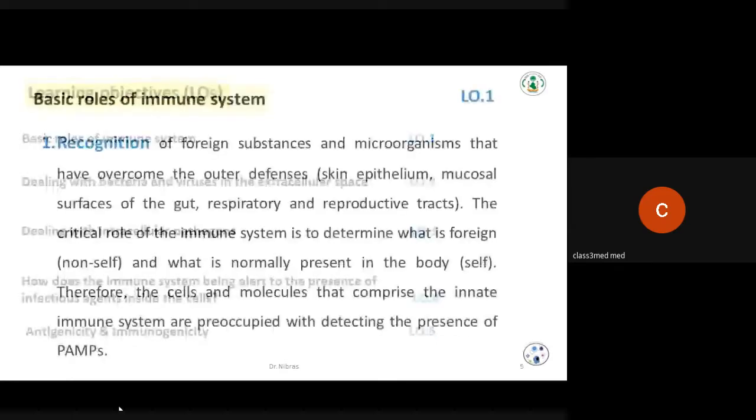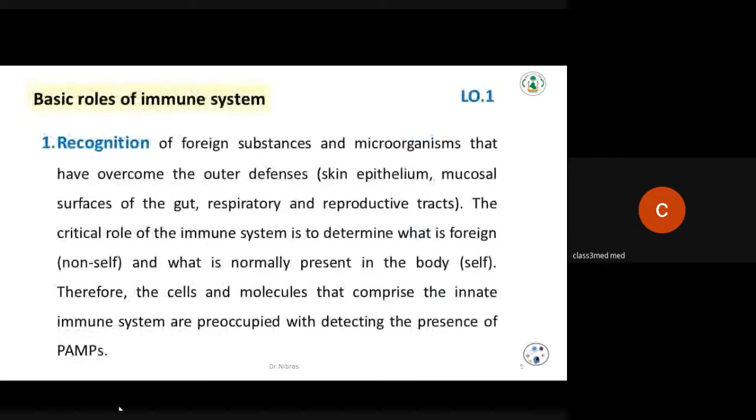Now, the basic roles of the immune system. First of all, recognition. The immune system has the ability to recognize what is foreign, non-self, from the self antigen. In that way, the critical role of the immune system is to determine what is foreign and non-foreign bodies or molecules. Therefore, the cells and molecules of the immune system that comprise the innate immunity. You already know what innate immunity is.